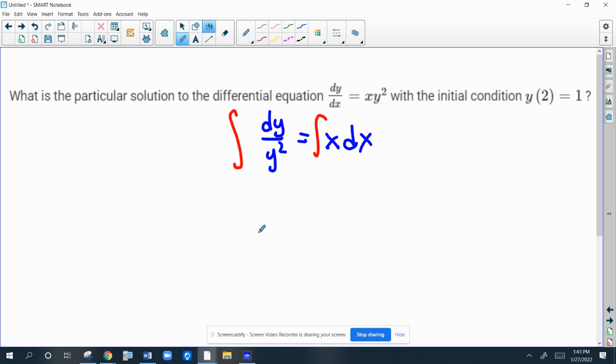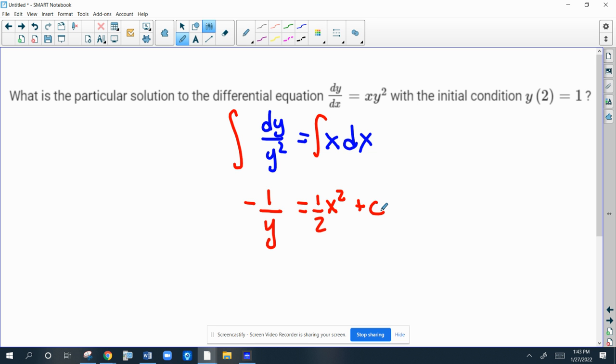So the integral of 1 over y squared is, think of that as y to the negative 2. Add 1, it would be y to the negative 1, and then times a negative 1. So this is going to be negative 1 over y, because that was y to the negative 1. The integral of x is x squared times 1 half, and then plus c. That's the general solution.